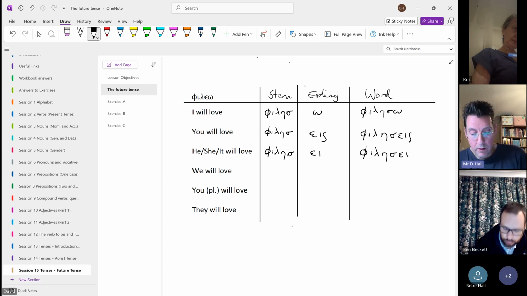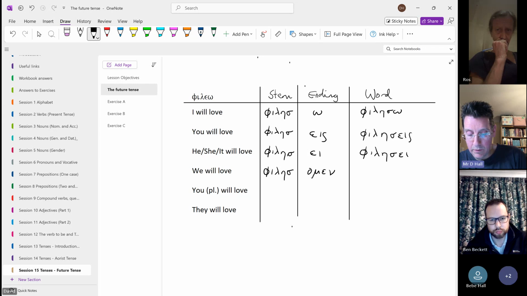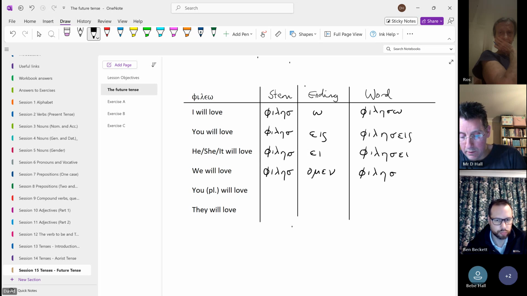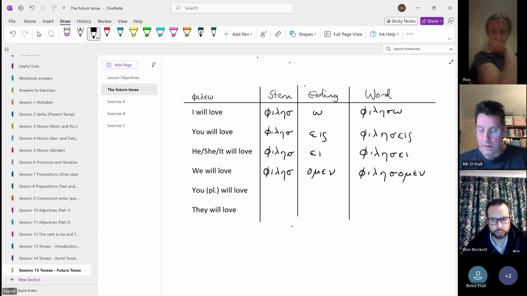And then when you get to the plural, still the same idea, but you'll remember from the present tense, hopefully, that when we combined the epsilon omega verb with the ending, we ended with an omicron and an upsilon, didn't we? We had those two letters in there. Well, we're not going to have that this time because the sigma is in between. So we just have philosomen.